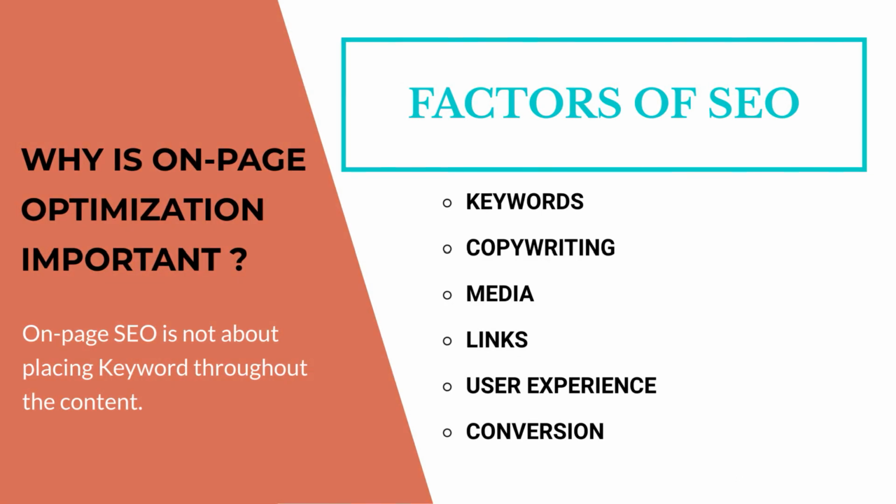Why is on-page SEO important? Most people know on-page SEO as just placing the keywords on the page. In fact, keywords are critical for on-page optimization. But here is the thing, on-page optimization includes keywords, copywriting, media, links, user experience, and conversions. Understanding and executing all these on-page factors is important because they will help you to determine how well your page will rank in Google.